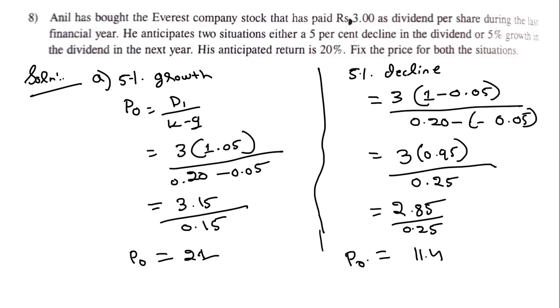So if there is a growth of 5%, then the value is rupees 21, and if there is a decline of 5%, the value will be 11.4. I hope you have understood the problem.